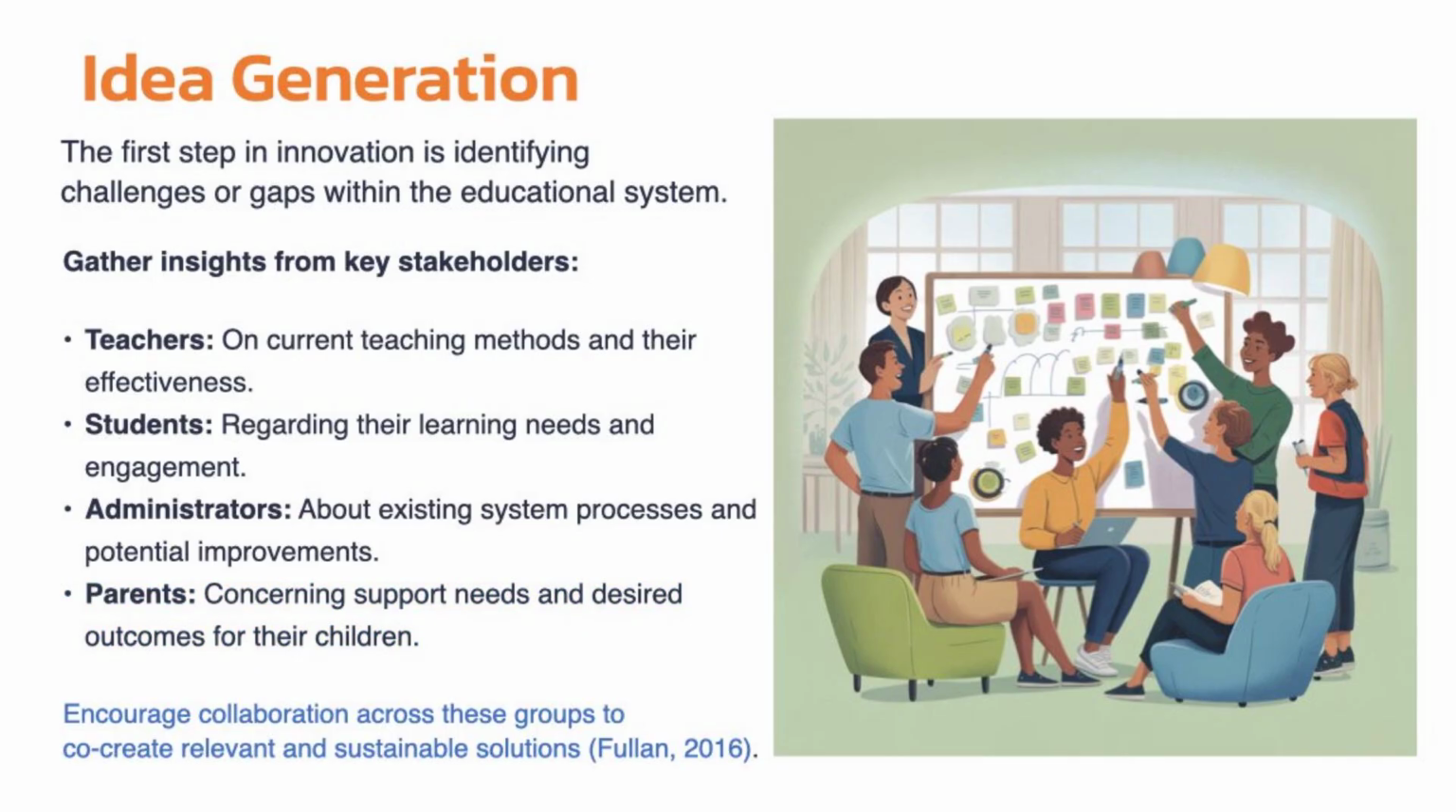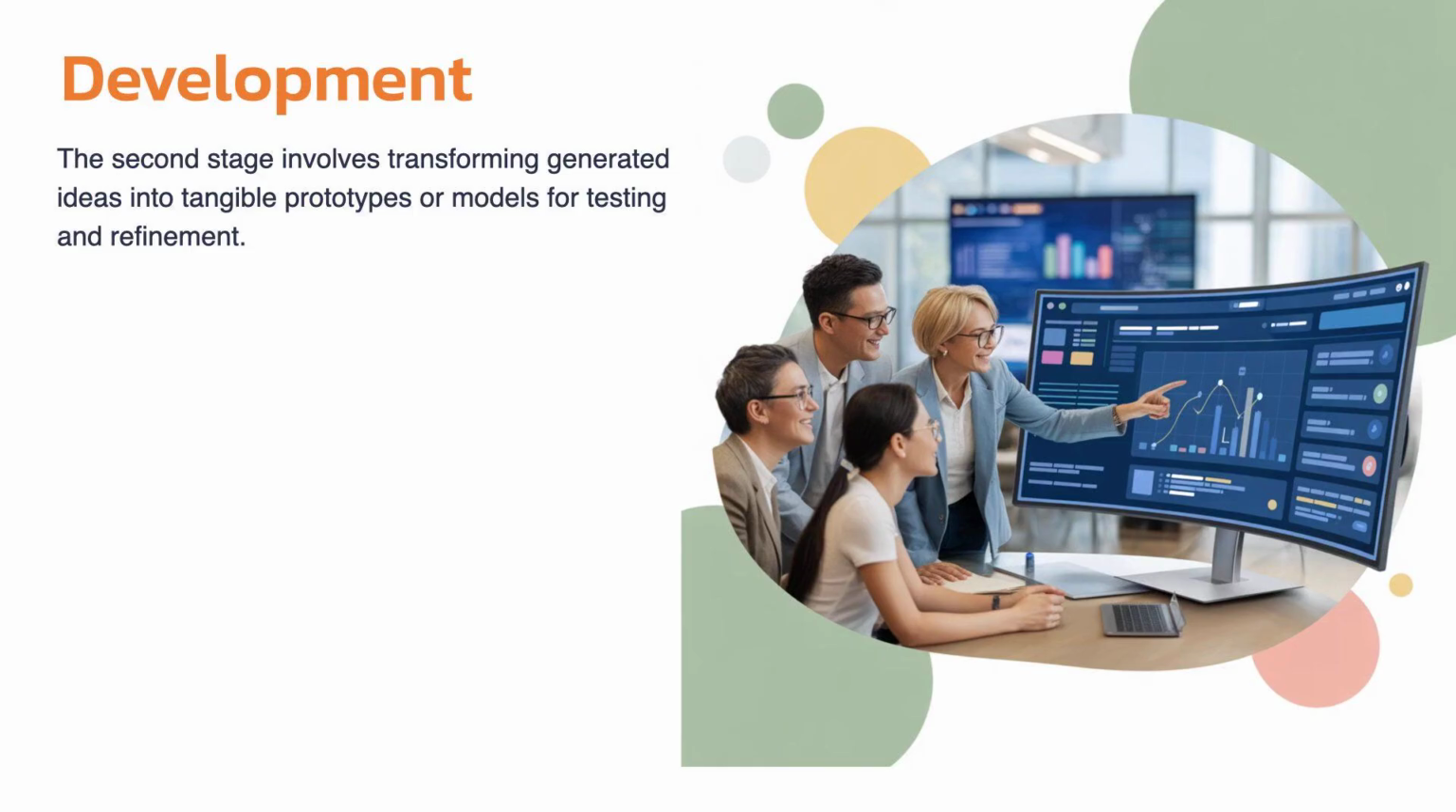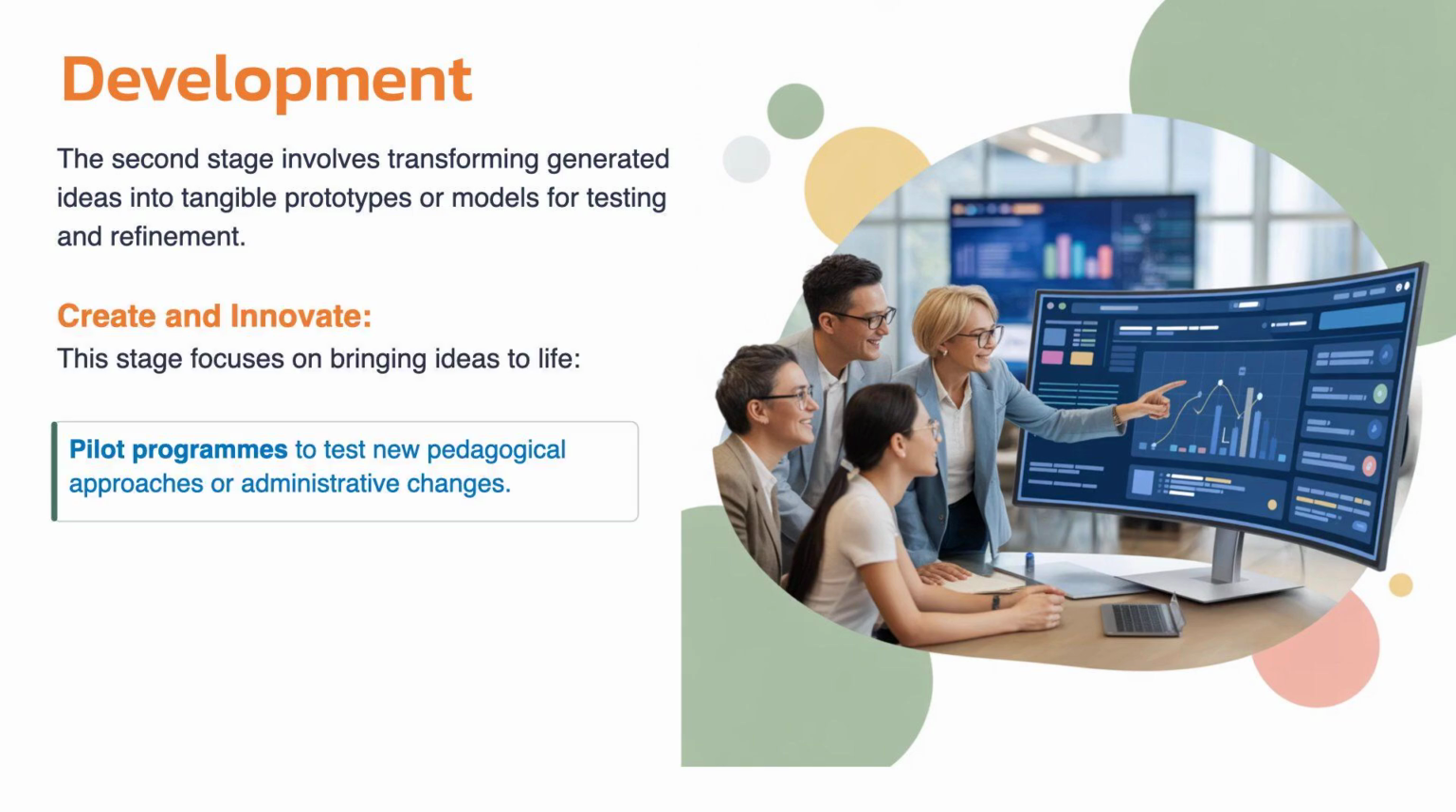Innovation works best when these groups collaborate. Together, they can co-create ideas that are relevant, practical, and sustainable. When you think about innovation, don't work alone. Listen, collaborate, and co-create. After generating ideas, the next stage in the innovation process is development. This is where ideas are transformed into prototypes or working models. This phase focuses on creating and innovating, transforming ideas into tangible realities.